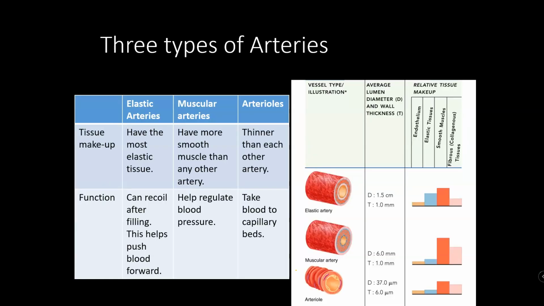Next thing your book does is it mentions that there's a few different kinds of arteries that occur in the body, and what I want to focus on is the different tissue makeups. I like this picture from your book because it's showing you the different types of tissue that makes up the types of arteries that you have.